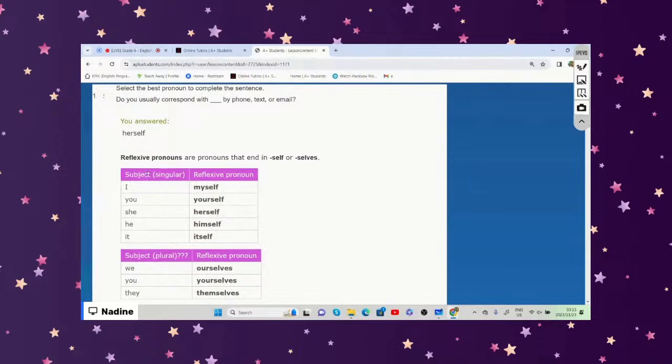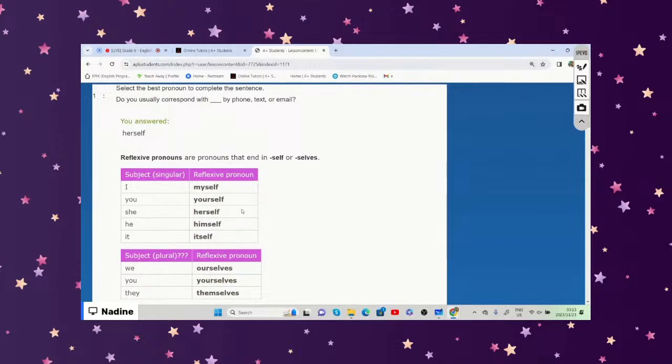If we have a singular subject, which is I, then our reflexive pronoun is myself. If we have a singular subject you, then it's yourself. If we have a singular subject she, then it's herself. Singular subject he, then it's himself. And singular subject it, then it's itself.